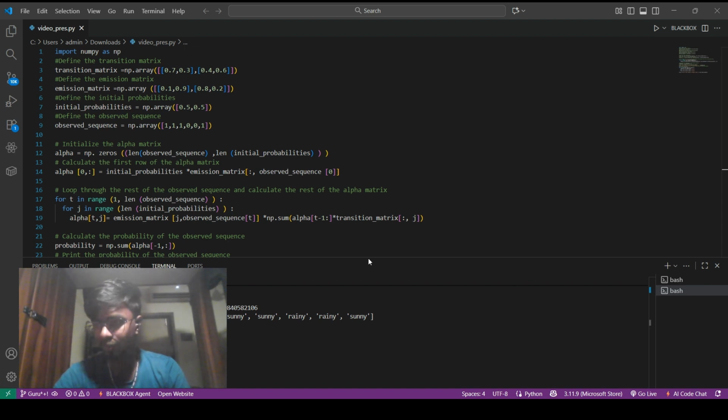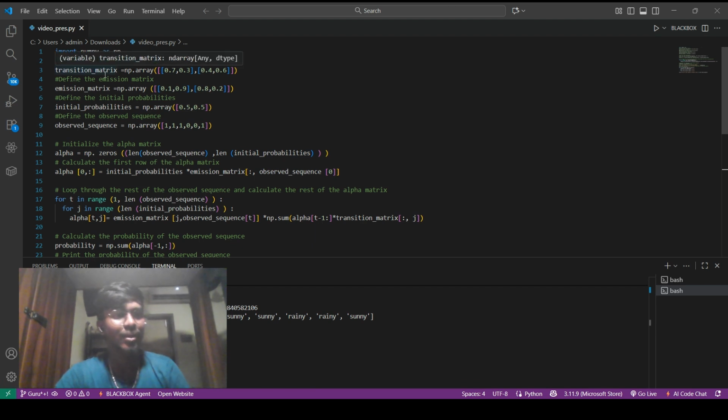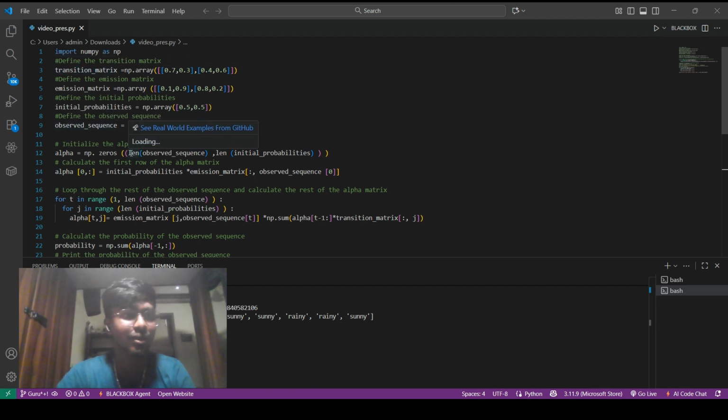So we try to predict the most likely weather, the hidden state, based on how people feel, the observed state. In this algorithm, we use a transition matrix and an emission matrix. Now we can implement our code. First we import numpy and we create the transition matrix, the emission matrix, the initial probabilities and the observed sequence.